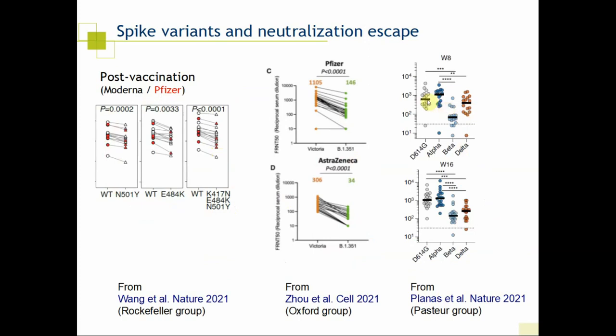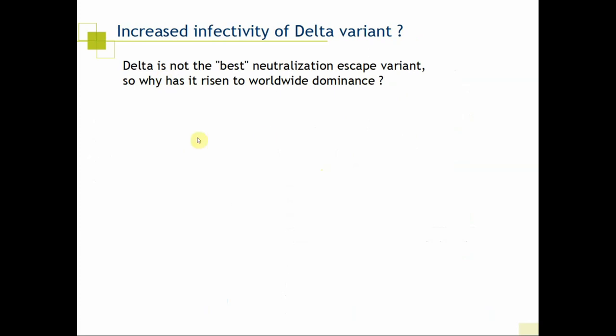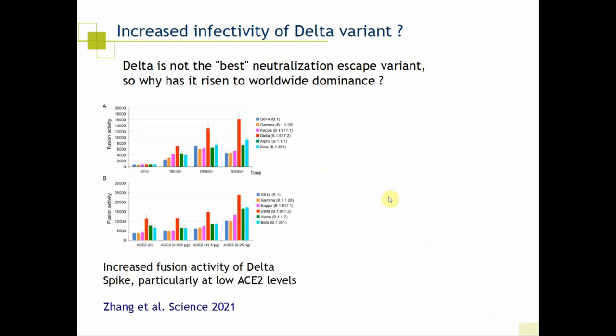This is the neutralizing titer in serum for people who've been vaccinated, 8 weeks and 16 weeks after vaccination. So the beta variant is the best at escaping. Delta is significant neutralization escape, but it's not really more than beta. So why has it risen to become the most dominant variant in the world? What seems to be happening is that the Delta variant is more efficient at infecting human cells.